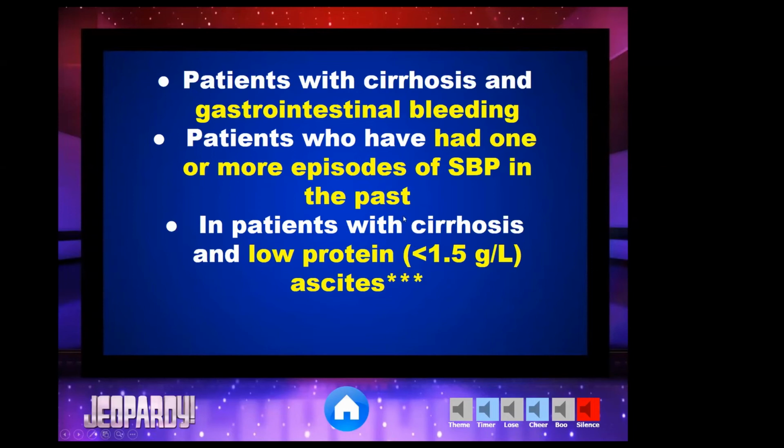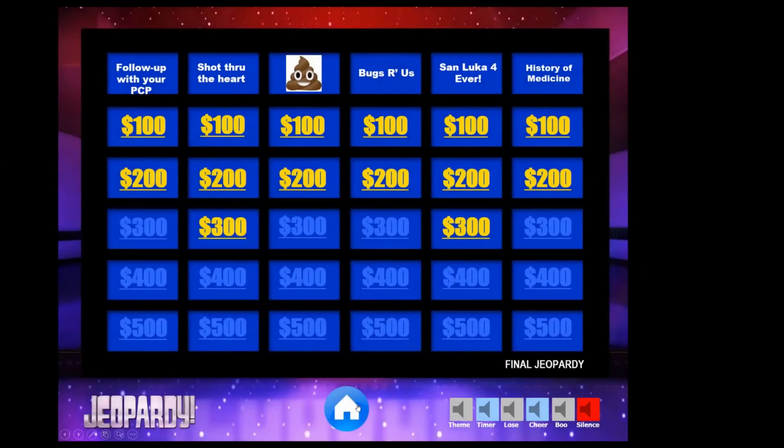Anybody know the pathophysiology of why low protein causes higher risk for SBP? No opsonin activity. Exactly. So the protein acts as an opsonin, and low protein makes the innate immunity weaker. Great. Let's move forward. We're short on time.